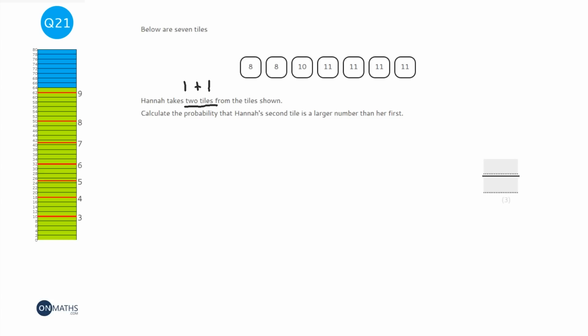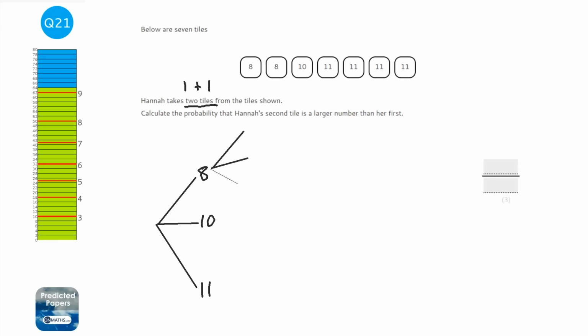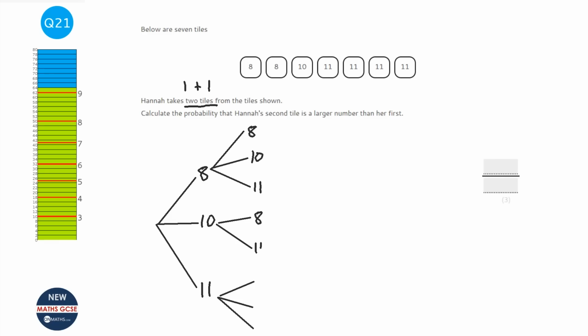So the first pick can either be an 8, a 10, or an 11. And then the next pick, well, if you pick an 8, you can pick another 8, a 10, or an 11. If you pick a 10, you can only ever pick an 8 or an 11, because there's only one 10. And then 11, you can pick any of the three again. Okay, so with 8, you can pick another 8, 10, 11. With a 10, you can pick an 8 and 11, and that's 8, 10, and 11.